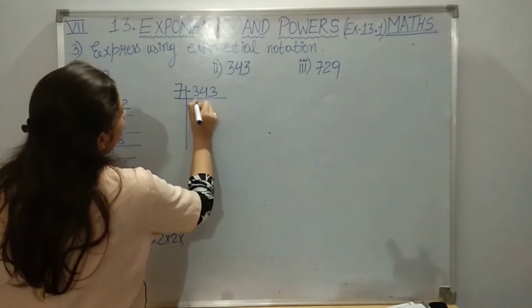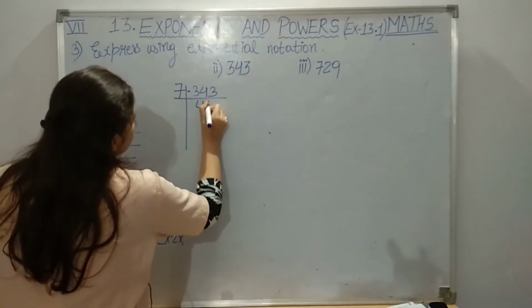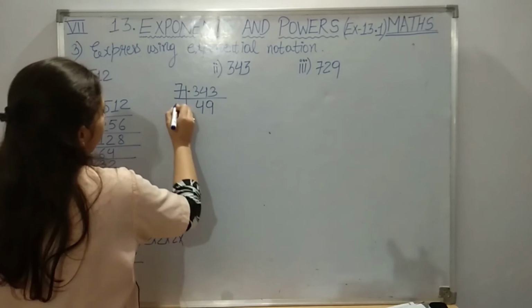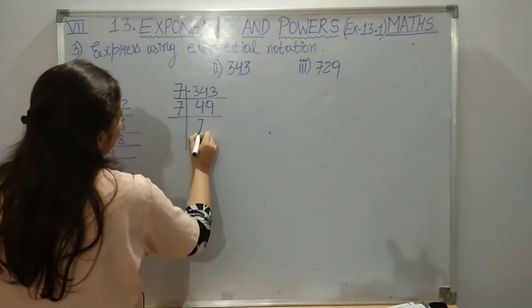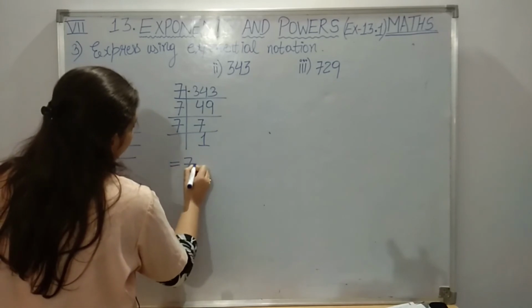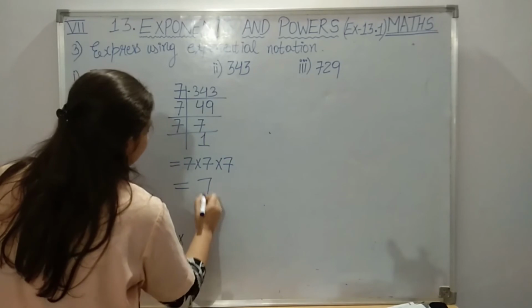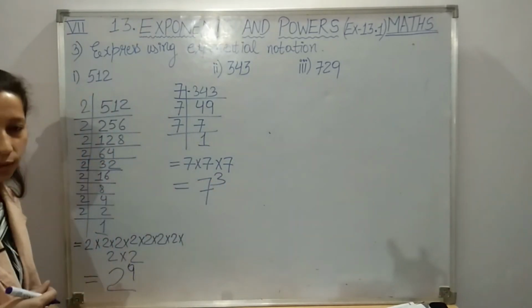Okay students, now 343 is divisible with 7. So students, 7 fours are 28, 29, 30, 6 left. Then 7 nines are 63, then 7 sevens are 49, then 7 ones are 7. So the product of prime factors is 7 into 7 into 7, and it can be expressed as 7 raised to the power 3. Okay.